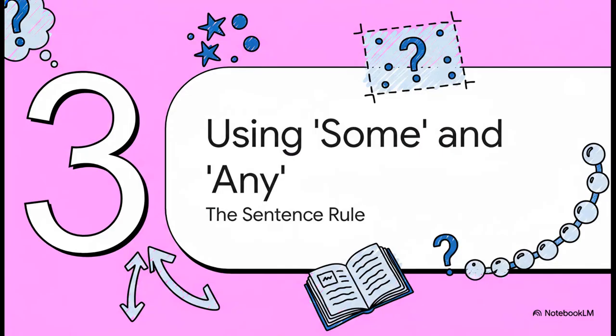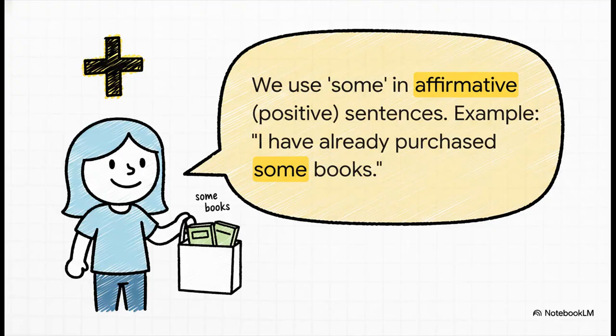All right, let's move on to our first pair of adjectives, some and any. We're going to see how our new understanding of nouns helps us, but there's also another simple rule to follow here, the sentence rule. The rule is this. We use some in affirmative or positive sentences. If you're making a simple, positive statement, you will use some. For example, I have already purchased some books.